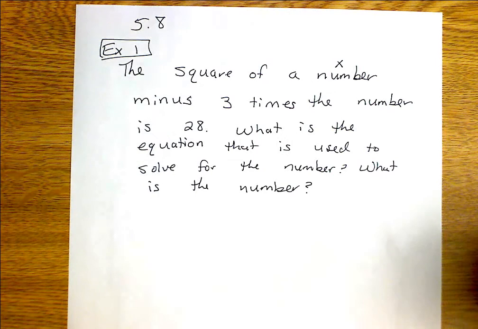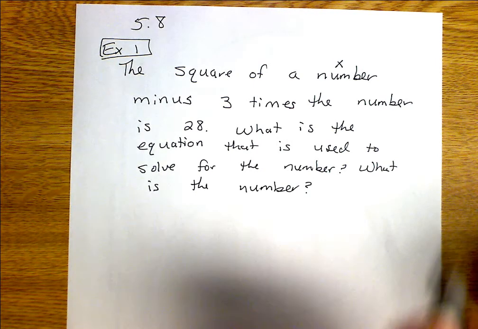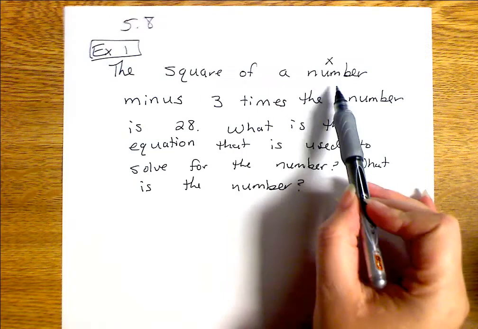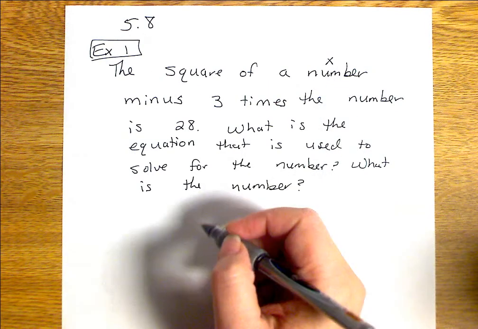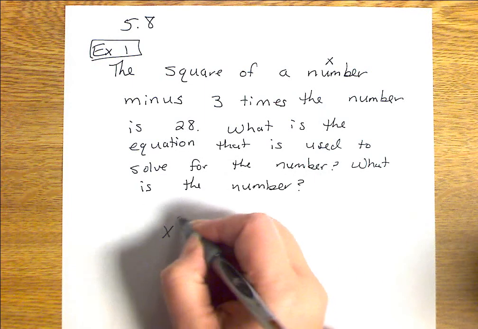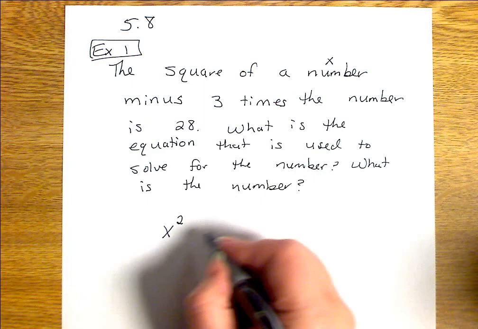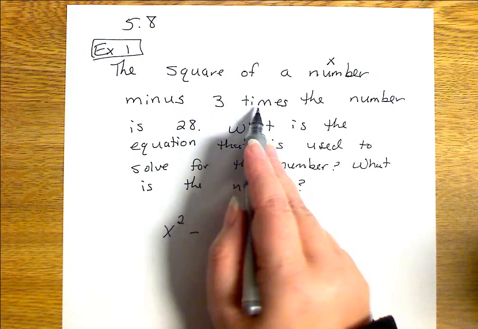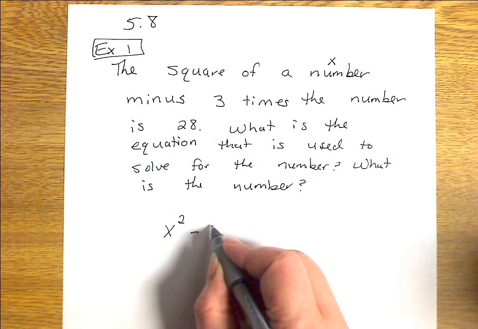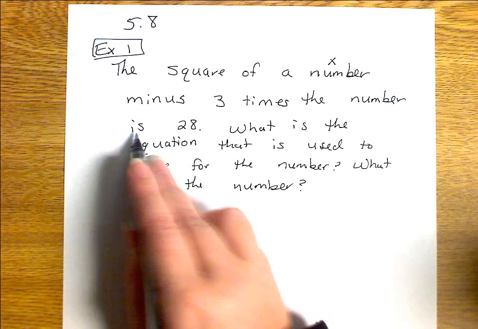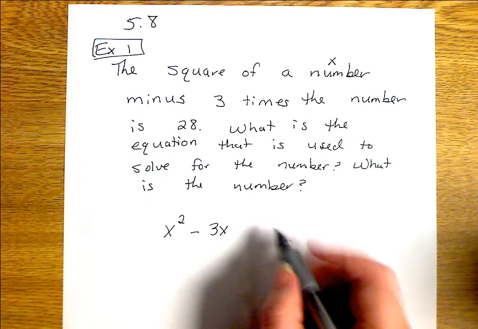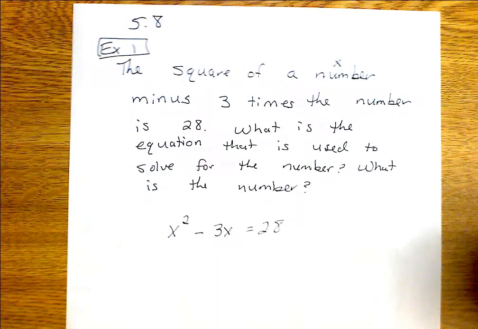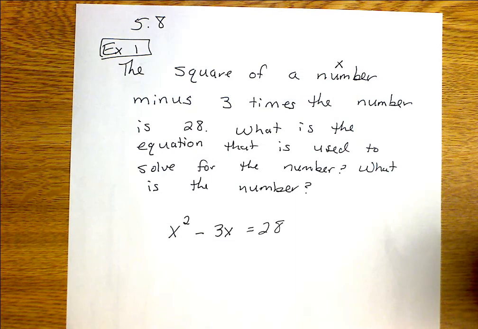We're gonna do it together. So it says the square of the number, so that would be x squared, minus, so we have subtract 3 times the number, so we'd have 3x equals 28. All right, so the square of a number minus 3 times the number is 28.